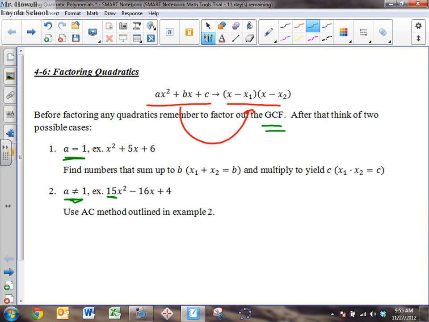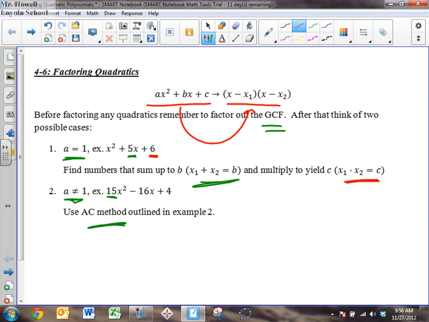If it's the first case, it's actually quite simple to factor. If it's the second case, we're going to use AC method. Okay, and I'll explain what that is. It's a type of grouping. If you remember, we did grouping with factor. So in the upper case, we have to think about 2 numbers that add up to give us b. So we want 2 numbers that add up to b and multiply to give us c.